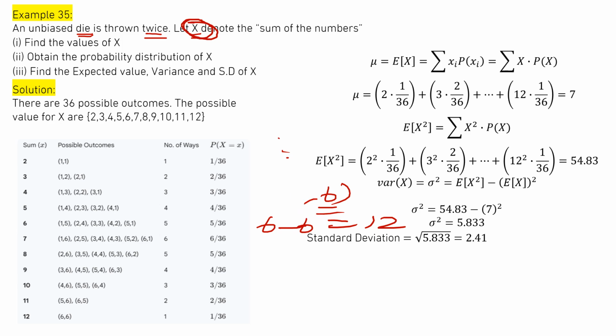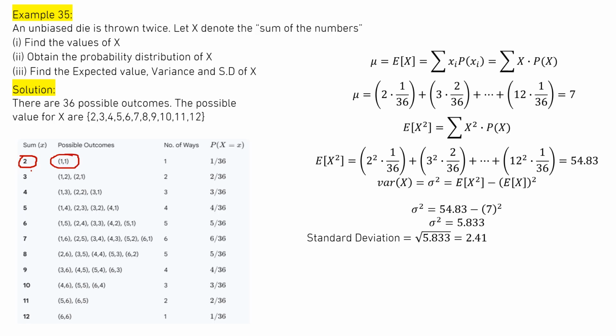Okay, so let us denote all these things in a tabular format, then you will understand easily. See this one. If the sum number is 2, what is the possible outcome? 1 comma 1. If the sum number is 3, the possible options are 1 comma 2, 2 comma 1. If the sum number is 4, the possible options are 1 comma 3, 2 comma 2, 3 comma 1. So like that we have to list all the values.